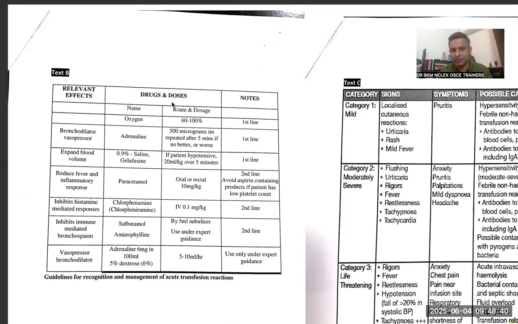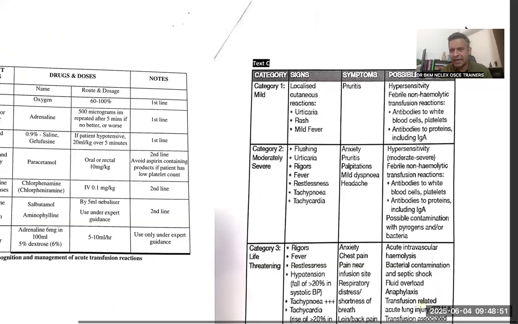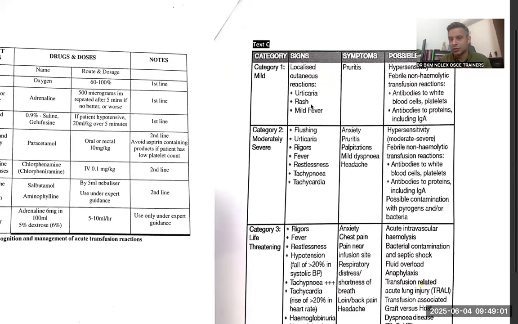Second paragraph is about drugs and dosage notes, relevant effects, bronchodilator, expand volume, oxygen. These are the kind of words that are given. Third is about symptoms and possible cause. Category has been given. That means they have given the patient mild, moderate, severe, or life-threatening. So they have given the signs, symptoms, and hypersensitivity reaction, possible causes, antibodies, platelets, and all these words.